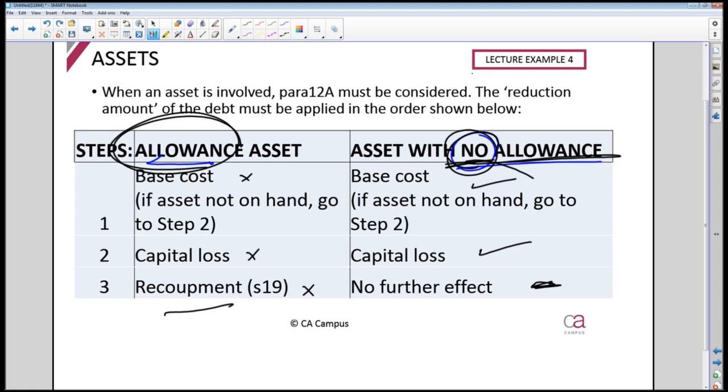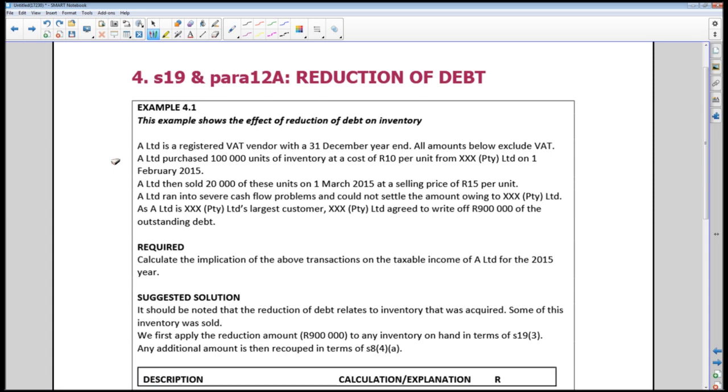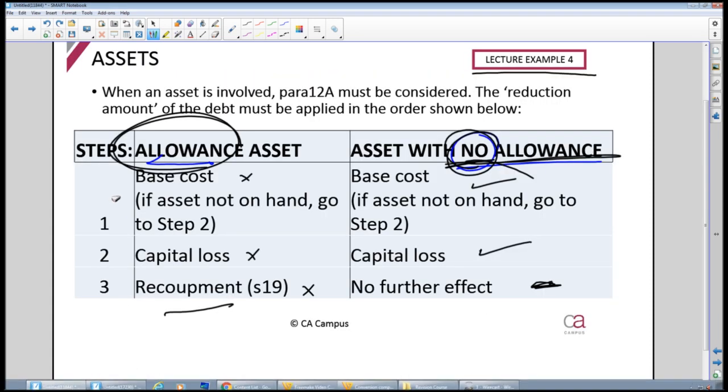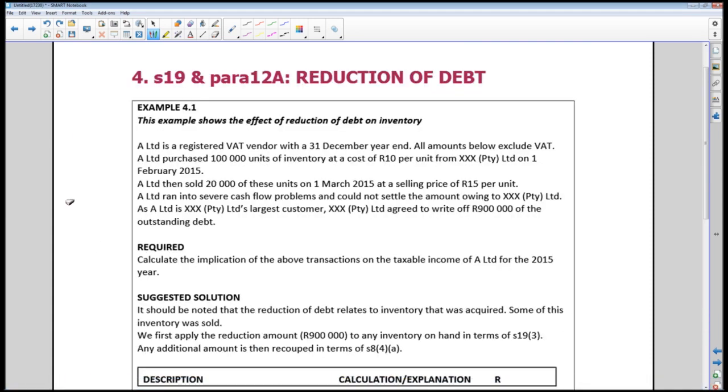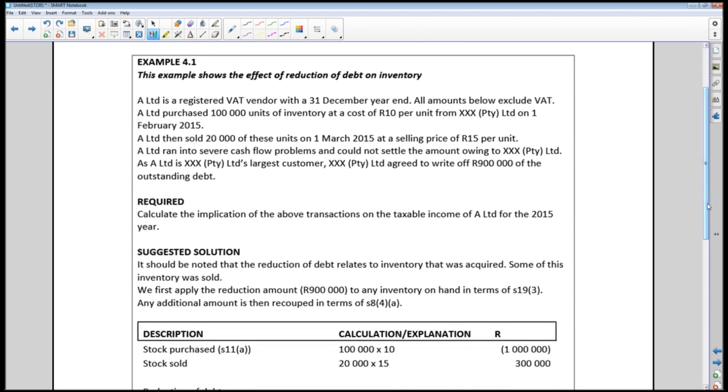So, guys, turn to lecture example 4. Right, lecture example 4. So the first one shows us inventory, what we do with inventory. A Limited is a registered VAT vendor with a 31 December year end. All amounts below exclude VAT. Again, I remind you, you need to remember to consider section 23C for VAT.